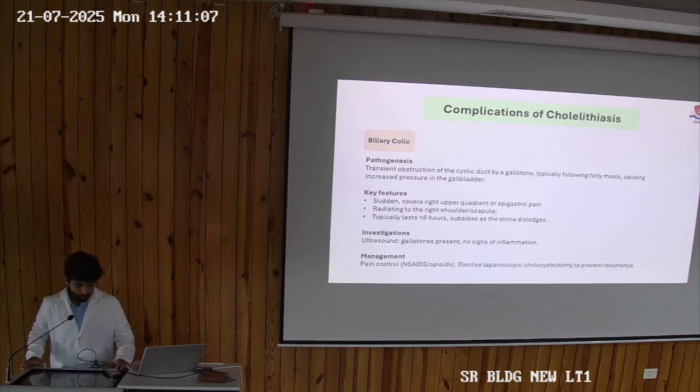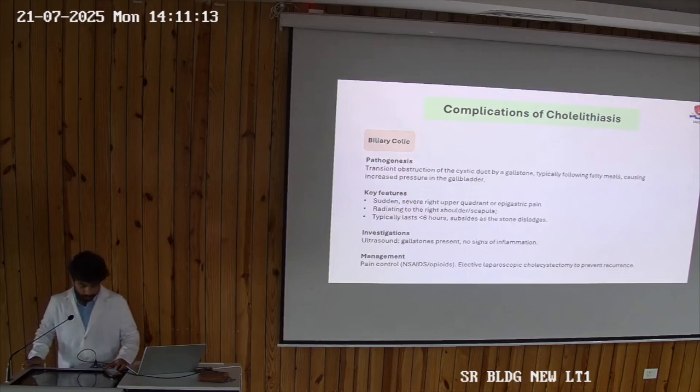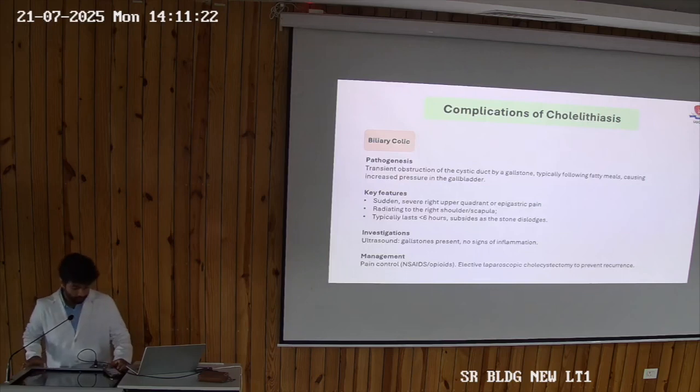Biliary colic results from transient obstruction of the cystic duct, typically after a fatty meal, leading to contraction against the blockage causing pain. Patients typically present with sudden severe right upper quadrant pain, which radiates to the right shoulder or scapula. The pain usually resolves within a few hours as the stone dislodges. Investigations primarily involve an ultrasound scan, which shows gallstones without signs of inflammation. Management includes pain control using NSAIDs or opioids if the pain is too severe. Elective laparoscopic cholecystectomy is recommended to prevent recurrence.